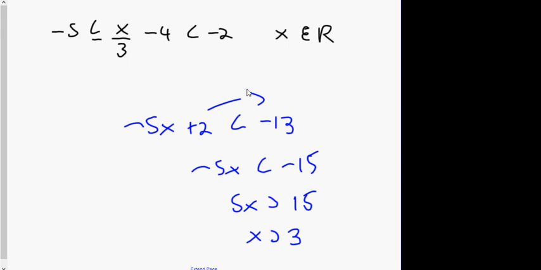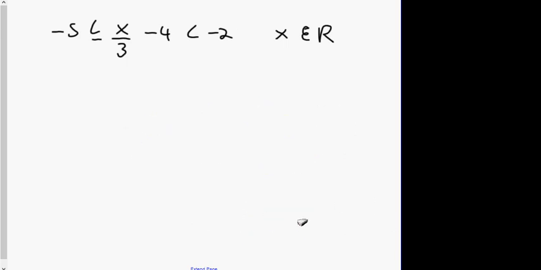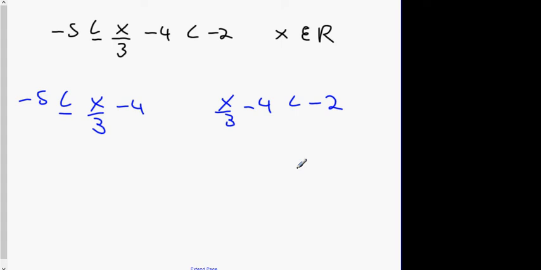Now, step 1 to do with this is to split it up into 2 parts. Split it up into 2 parts would be minus 5 is less than or equal to x over 3 minus 4. And the second part is x over 3 minus 4 less than or equal to minus 2. First things first, does multiplying both sides affect inequalities? Let's find out.